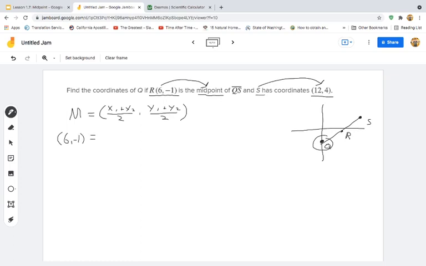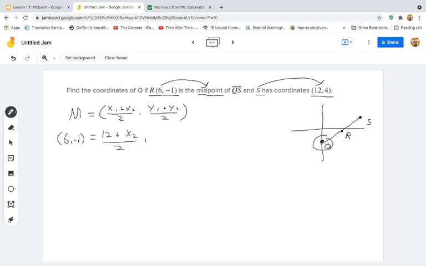Equals x1. So what are we going to plug in for x1 now? Well, it tells us that the endpoint we do know is 12 comma 4. So for x1, we'll plug in 12. What about x2? Well, remember, we are trying to figure out the coordinates of Q, the other endpoint, right? So we don't actually know what x2 is yet. That's what we're trying to find. That's going to be the answer. So we're going to leave that as x2. And then we'll just divide that by 2.